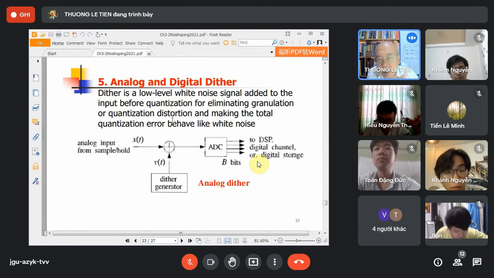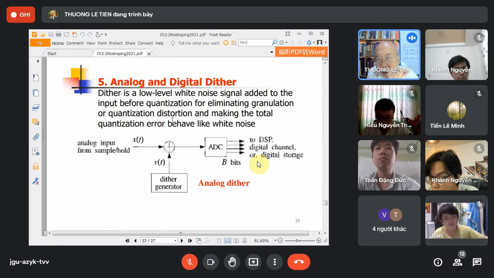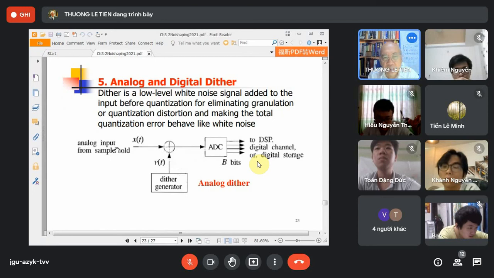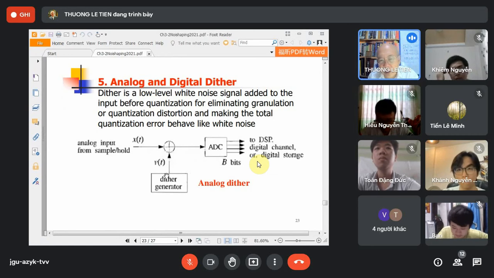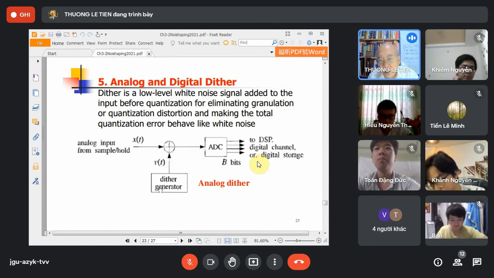To overcome that, the technique, namely the dither, uses the dither added to the low-level signal. We have analog and digital dither. This is the case of analog. This is the analog ST. It is a dither generator, added to the ST, and then put to the ADC converter.